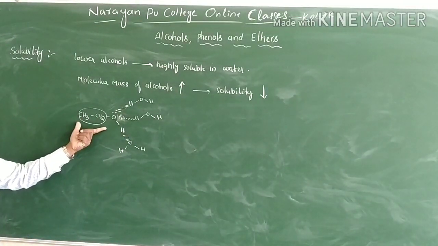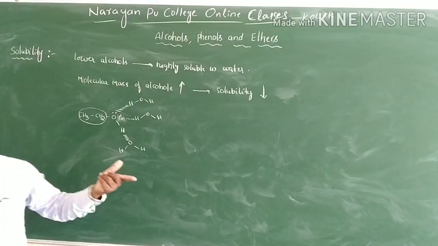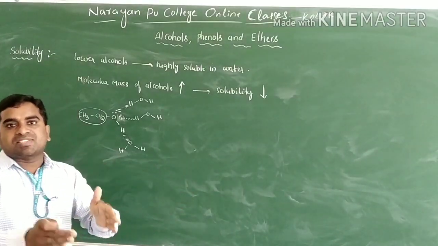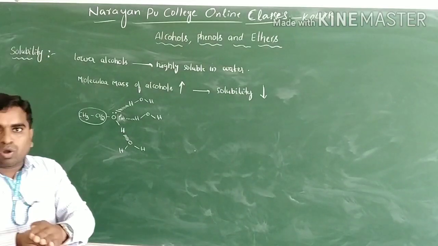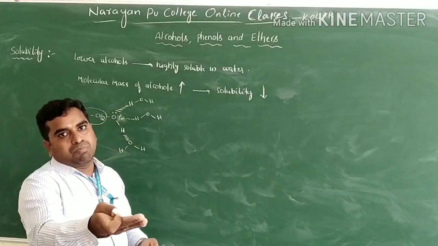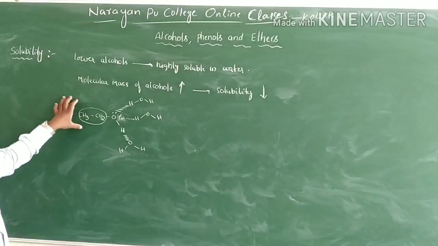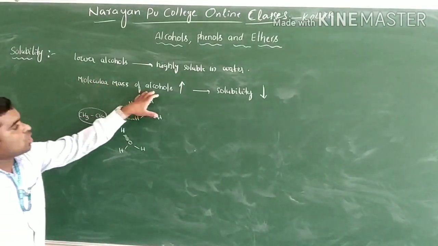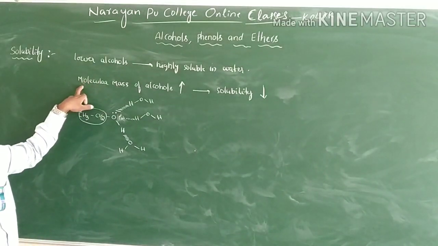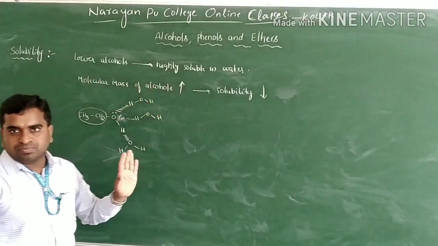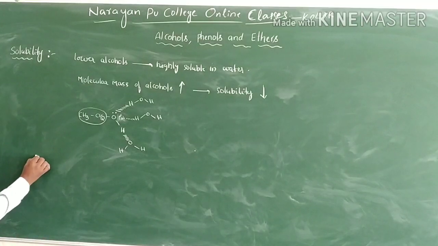If the carbon chain increases, automatically what happens here? The hydrocarbon part prevents the alcohol from making a hydrogen bond with the water molecule. So that's why automatically the solubility of alcohols decreases with the increase in molecular mass. Clear? And now if you take one small concept.